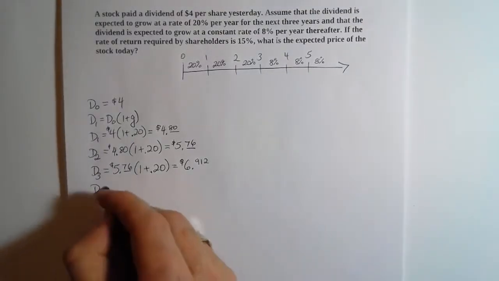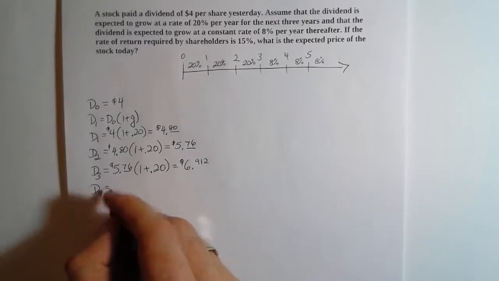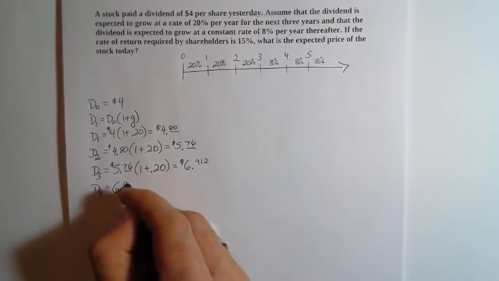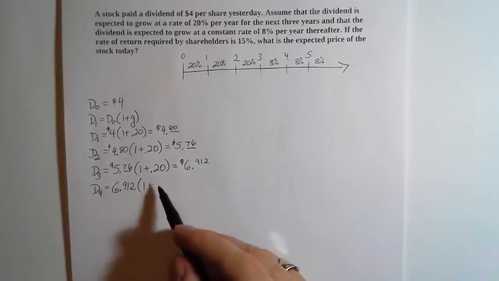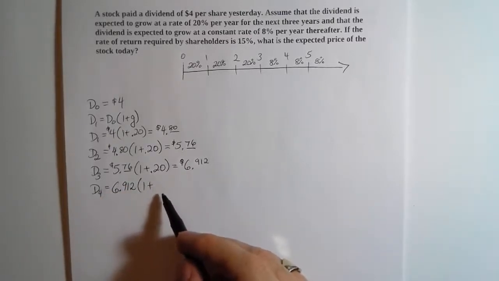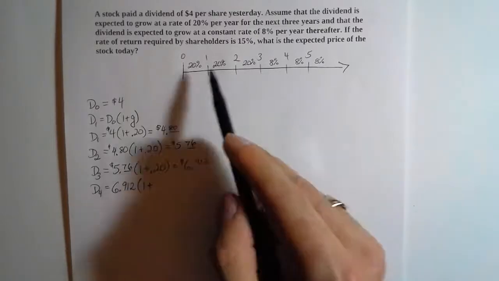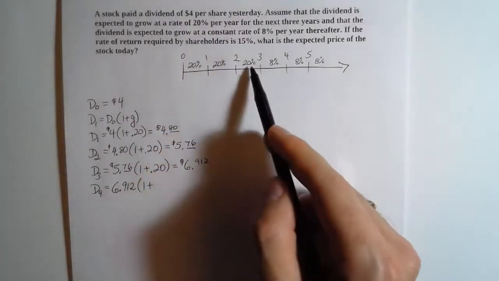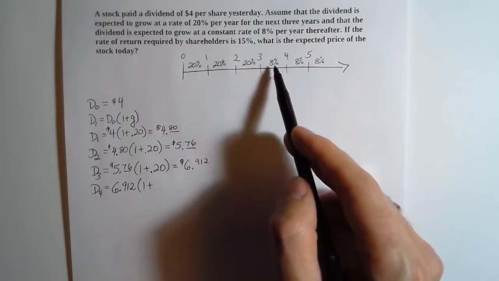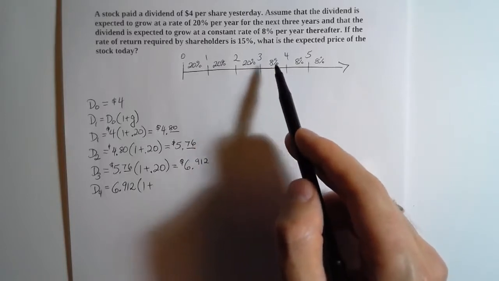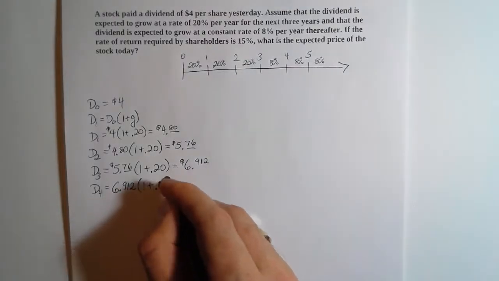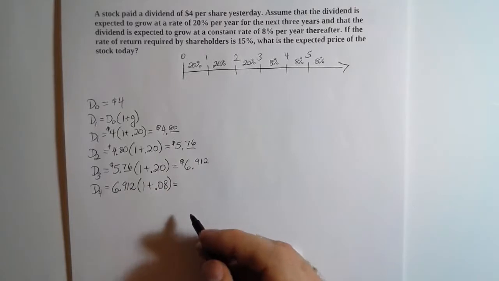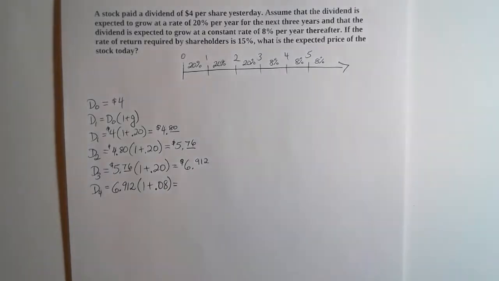So I'll hang on to those decimal places. So we'll have $6.912 times 1 plus the rate of growth. And here is where people can get into trouble. Notice that for years 1, 2, and 3, the growth rate was 20%. But for year 4, the growth rate is 8%. So we need to use that 8%, which in decimal form would be 0.08. I'll give you a moment to pause the video and work that out and see how you do.